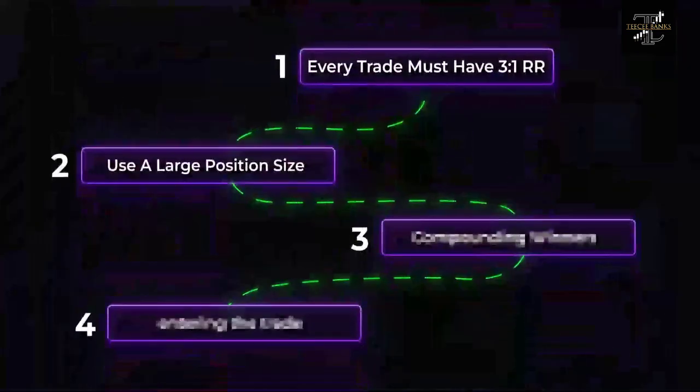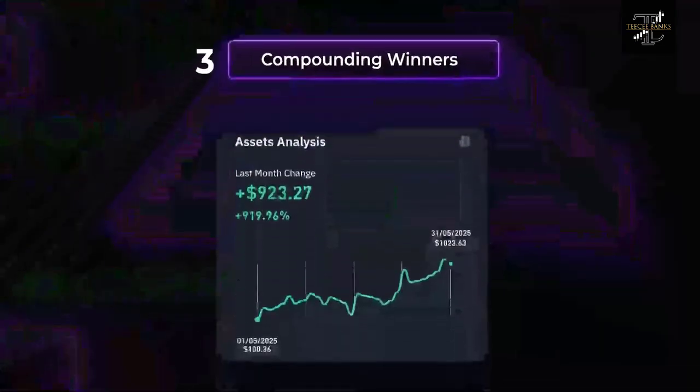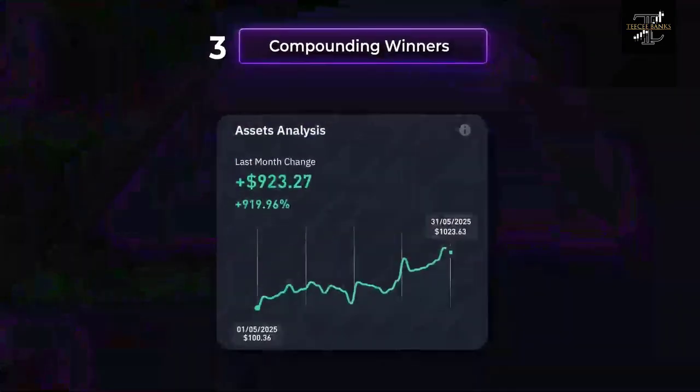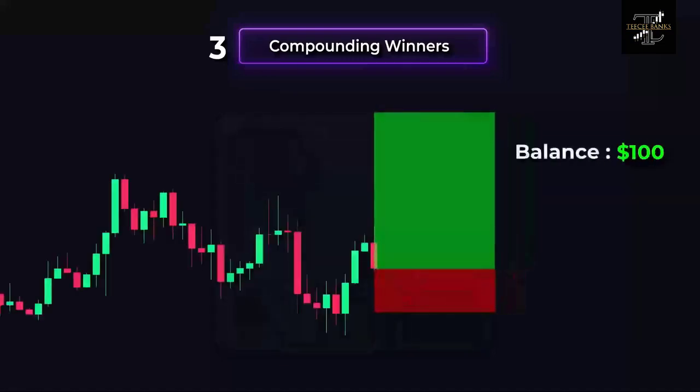Now, moving on to the third rule, which is the most important one of all, and that is compounding my winners. This is what made my account grow so much faster than expected. Here's what it means. Let's say I started my account with $100, then I made a $60 profit from a trade. That brings my balance up to $160.